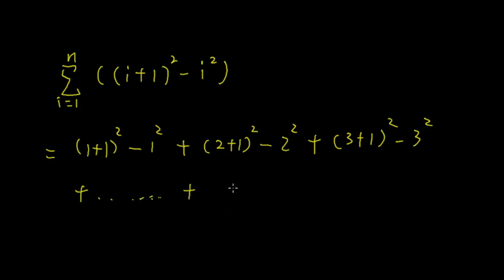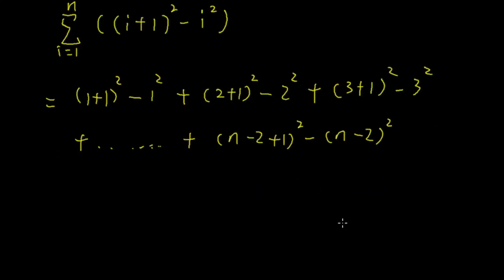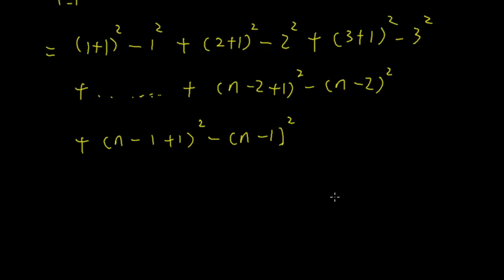At the end, plus, let's say here, (n minus 2 plus 1) squared minus (n minus 2) squared. And then plus, this time, (n minus 1 plus 1) squared minus (n minus 1) squared. And then plus (n plus 1) squared minus n squared.